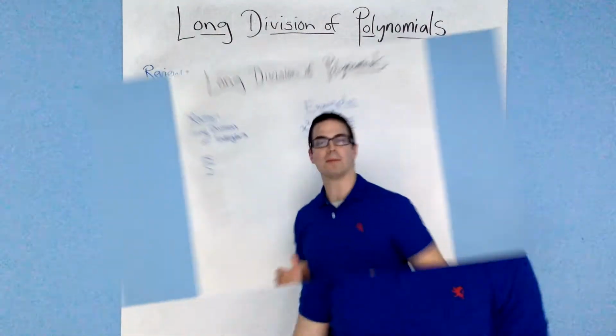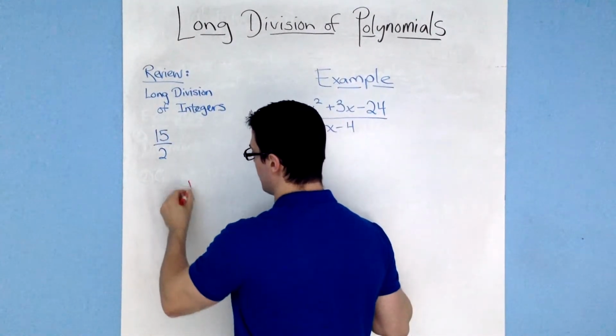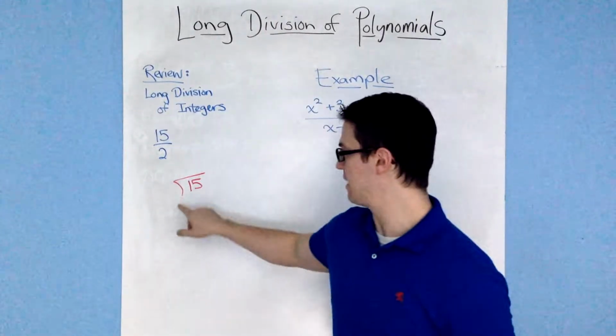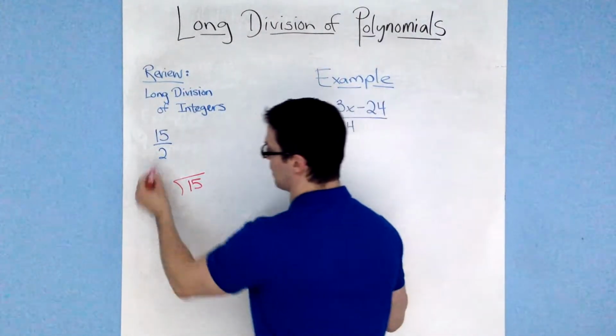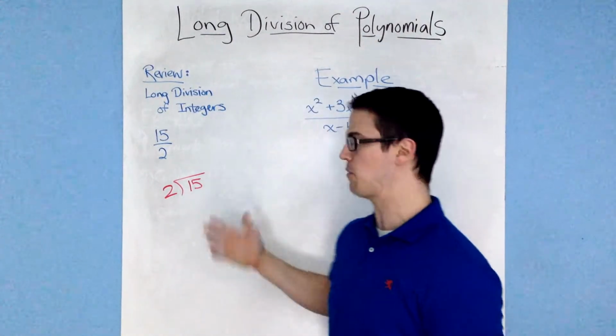So here we go. You probably learned this in elementary school, but what you do is you take whatever you're dividing first, that 15, and then you put this little bracket symbol over the 15, and whatever you're dividing it by, you would put there. So 15 divided by 2, it's kind of backwards.